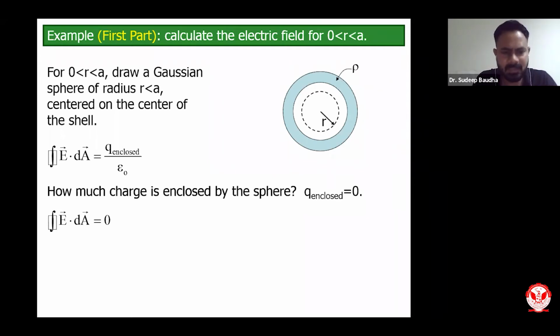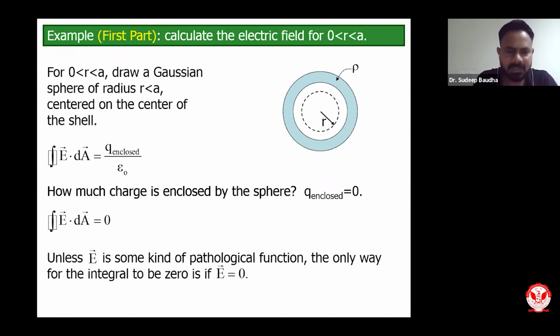It gives you net flux is 0. If net flux is 0, the only condition for this can be that the electric field inside this particular sphere is 0. So the first case, when I am considering finding the electric field for values of R from 0 to less than A, will be that the electric field inside this sphere is going to be 0. So please remember, this is our first case.